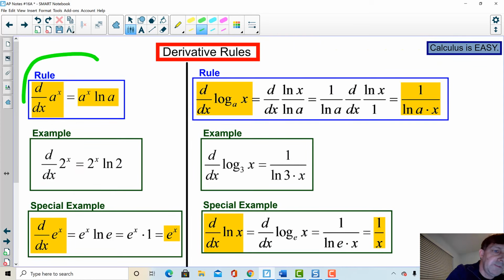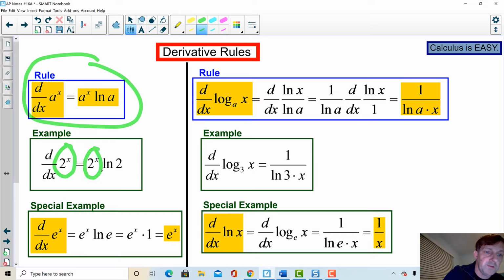Okay, here the derivative of a number to the x is going to be that same number to the x and then natural log of that number. Here's an example. The derivative of 2 to the x is 2 to the x and then ln of 2.